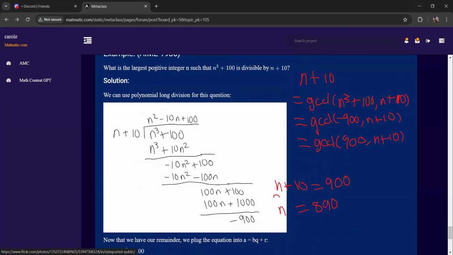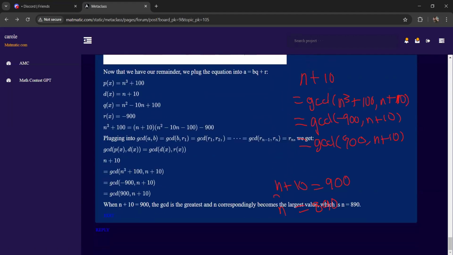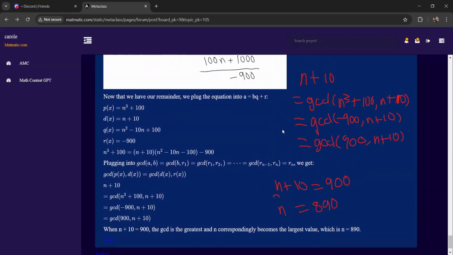Because the question asks for the largest positive integer n, where n to the power of 3 plus 100 is divisible by n plus 10. So here we have our solution. And the greatest value is when n is equal to 890.